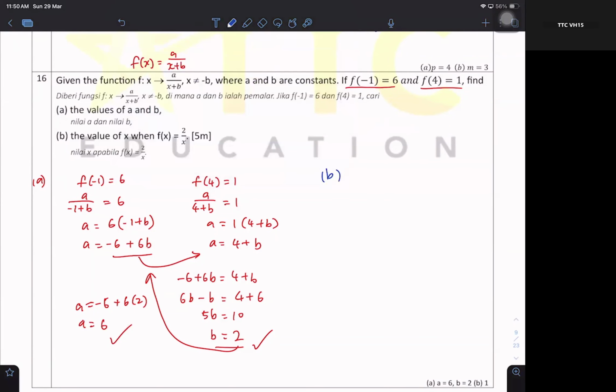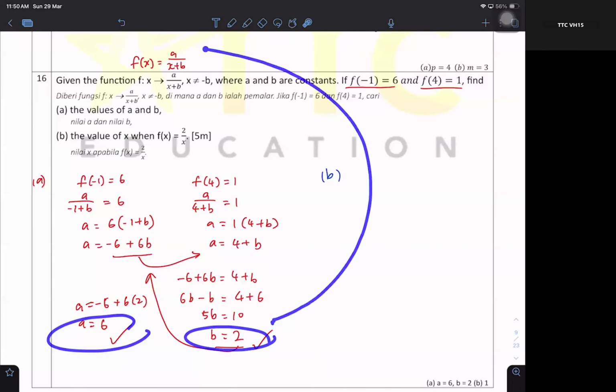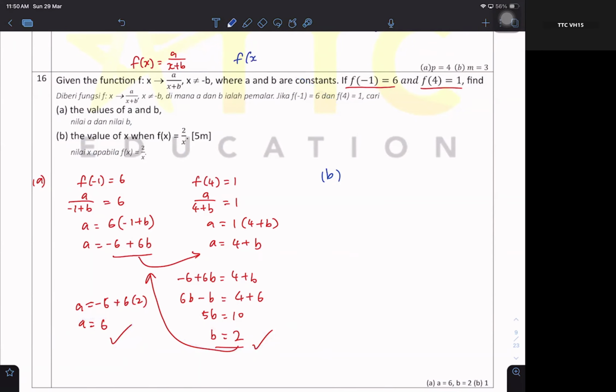Okay, so before you continue to the next question, what should you do first? Since you already know the A and B, you should substitute the A and B, and then write down the actual function. The actual function is f(x) equals 6 over x plus 2, right?